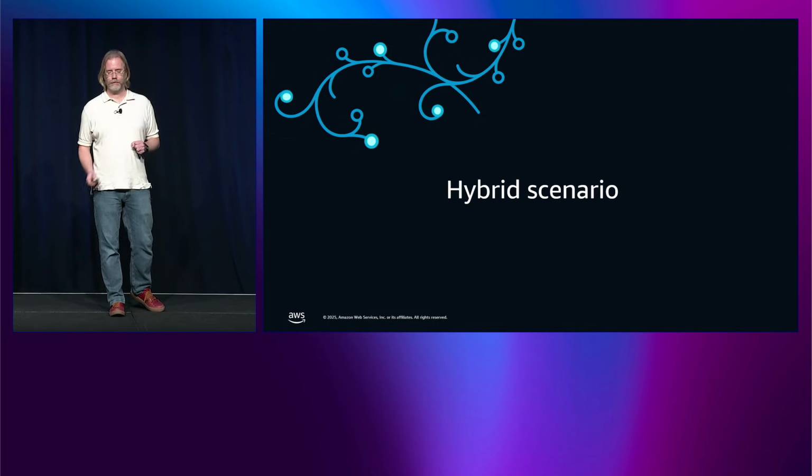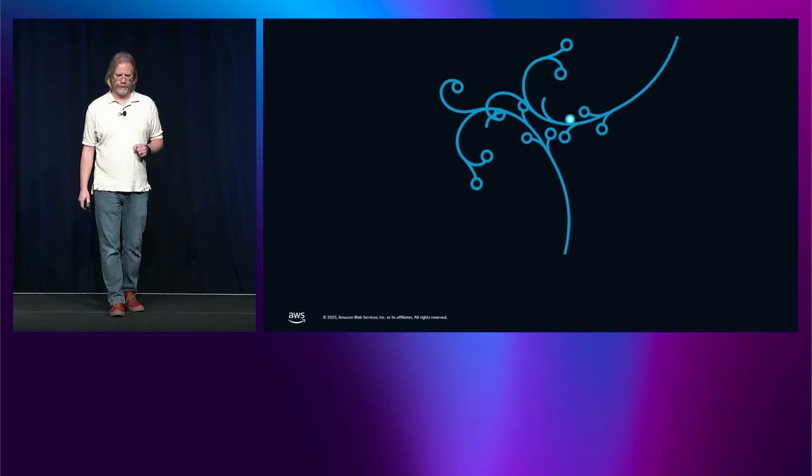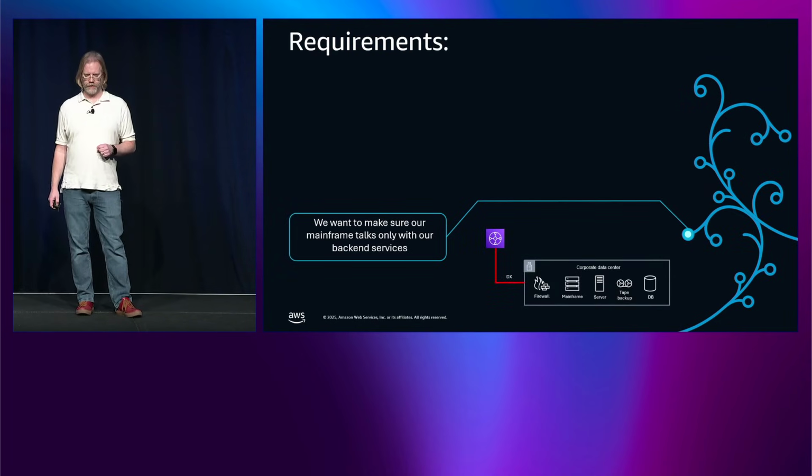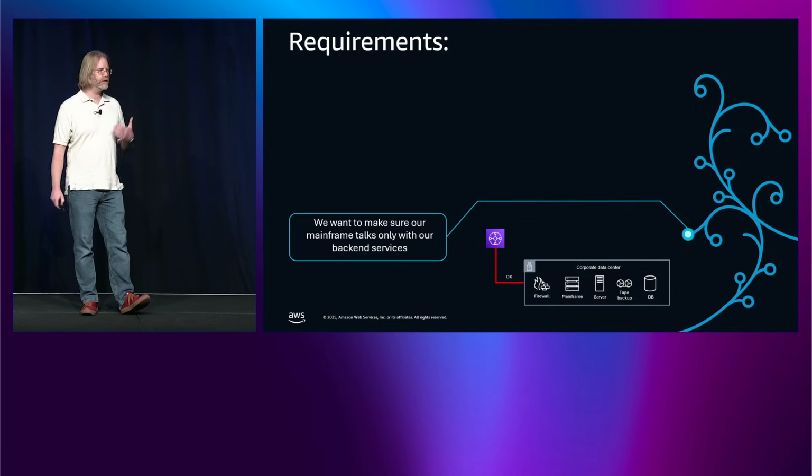And I strongly recommend that's the best approach to start adopting Lattice, is look for these low-hanging fruit things that we're doing, and then do that before you do the big move. Because as you'll see, that is a lot easier afterwards. So let's talk about our hybrid. So we want to make sure that our mainframe only talks to our backend services, and we want to give it a path using VPC Lattice.